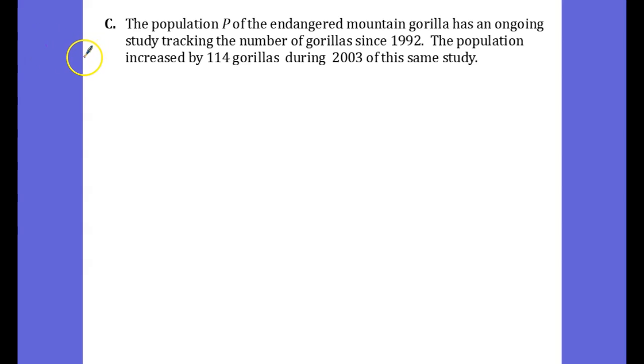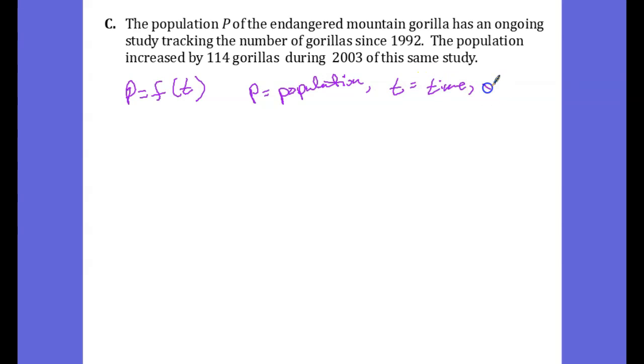In part C, we're told the population P of the endangered mountain gorilla has an ongoing study tracking the number of gorillas since 1992. The population increased by 114 gorillas during 2003. So let's begin by writing our population function. P is equal to some function of time. P is population and t is time in years. Differentiating, we have dP/dt is equal to F prime of t.